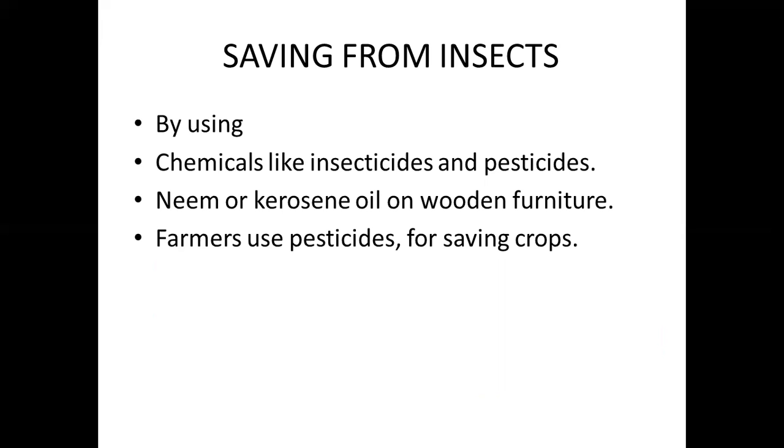Farmers sometimes use pesticides for saving their crops also. So to get rid of these insects, we should use chemicals like insecticides and pesticides, and we often keep dried neem leaves in clothes so that insects may not grow, or apply neem or kerosene oil on wooden furniture so that the termites will not grow in that, and this helps to save them from harmful insects. Farmers sometimes use pesticides for saving their crops also.